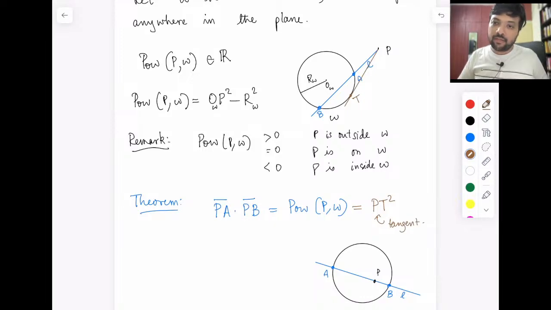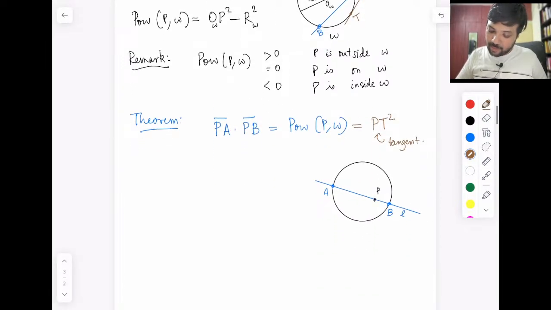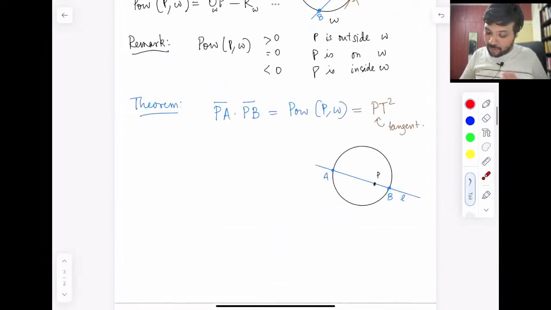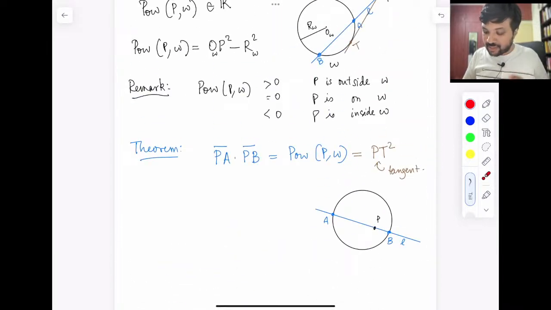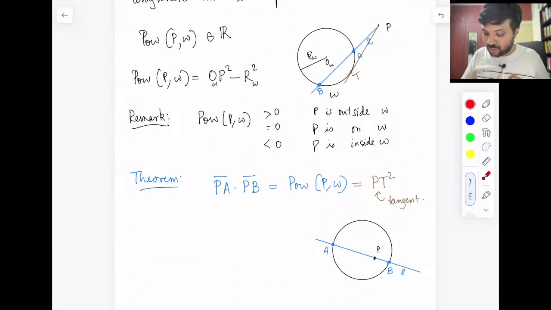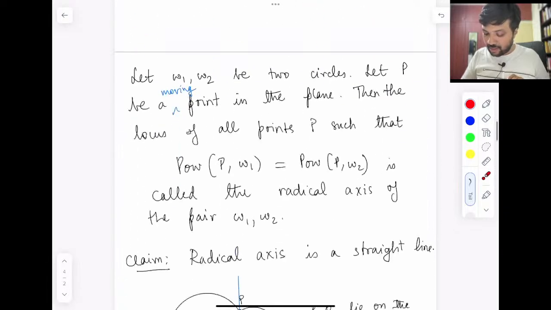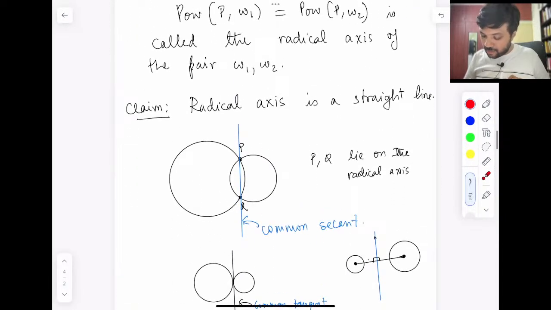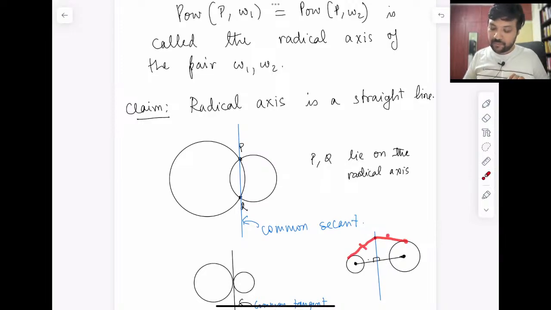So this is really cool about power of a point. We know multiple ways of computing the power. That's why this concept is so useful, because it has so many avatars. So this in particular means that any point P on the radical axis has the following cool property: if you draw a tangent to the first circle and a tangent to the other circle, the tangents are equal in length.